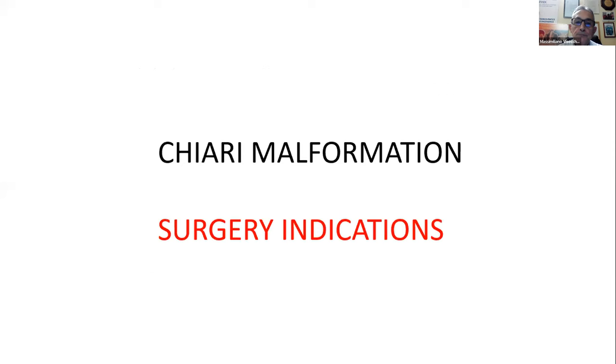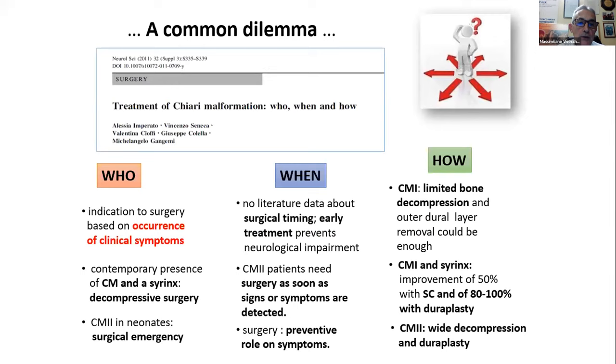Which are the surgical indications? According to the literature, who is the optimal candidate? The one harboring clinical symptoms, the one harboring Chiari malformation and syrinx, and especially Chiari malformation type 2, the neonates, for whom surgery is a surgical emergency. Chiari 2 patients need surgery as soon as possible, as soon as the symptoms are detected, and also in order to prevent the progression of symptomatology.